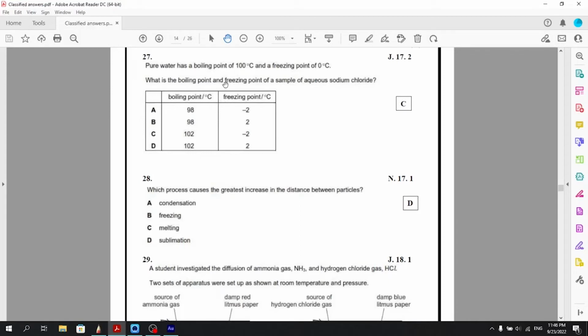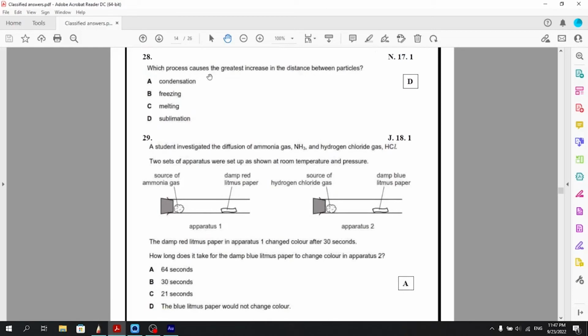The boiling point will be increased, while the freezing point will be decreased by the same amount. Alright, by relatively the same amount. So the freezing point will definitely be decreased, and the boiling point will be increased. Boiling point of 98, that's lower than 100, so these two are cancelled. Boiling point of 102, that's correct. A freezing point of -2, that's lower than a 0, so the answer is C. Alright.